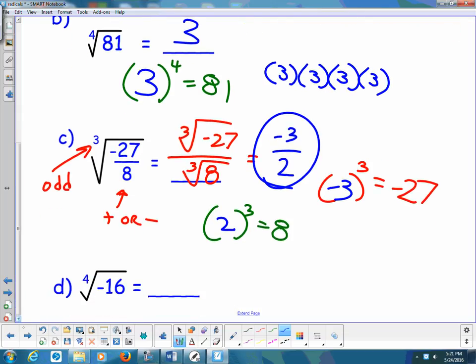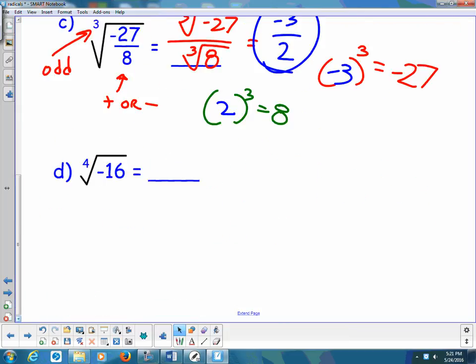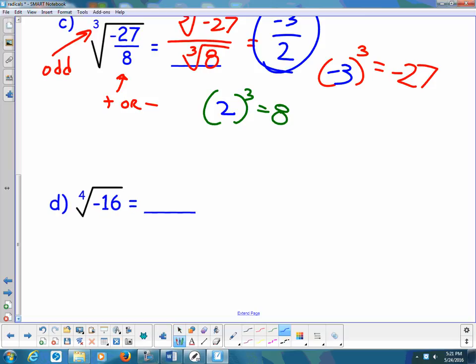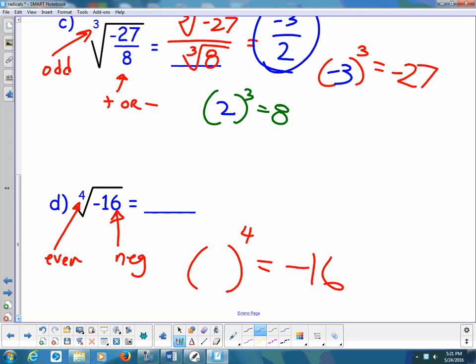Let's take a look at this one. How about the 4th root of negative 16? Well, in this case, my index is even, but I have a negative number under the radical. So what number could I raise to the 4th power and get a negative 16? Well, there's no number that I could raise to the fourth power to get negative 16. So in this case, there's nothing here. So we're going to say not a real number. All right, so no real solution there.